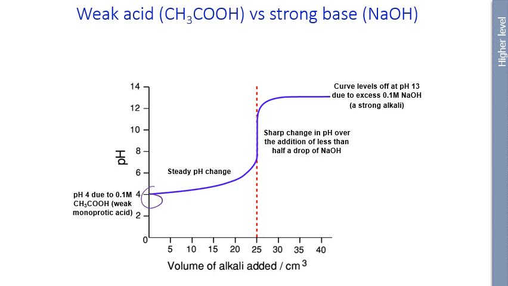And then as you've added 25 centimeters cubed, okay, at the equivalence point, there's again a sharp change in pH over the addition of less than half a drop of sodium hydroxide. But notice where the pH changes, it's about 6.57, okay? And then the curve levels off at pH 13 very sharply due to an excess of 0.1 mole per centimeter cubed of sodium hydroxide, the strong alkali. Okay, so it goes from 4 to around about 13, but you'll notice this section of the graph here, due to the formation of buffers, is a steady pH change rather than just a quick leveling off.